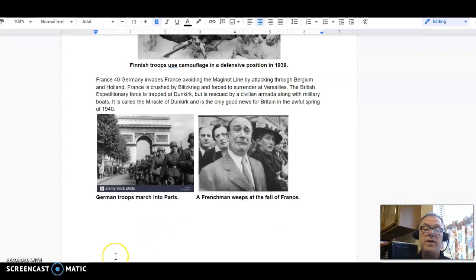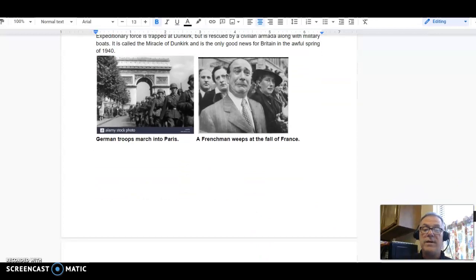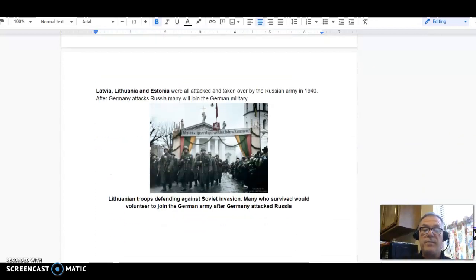In 1940, Belgium, Holland, Denmark, and France fall under the Germans. France, which had resisted it for 4 years, falls in 6 weeks. And you see a picture here of the German army marching through Paris under the Arc de Triomphe, and a Frenchman weeping as his nation has fallen. And he realizes life is going to be very different for him, because the Germany of 1870, the Franco-Prussian War, is not the Germany of 1940.